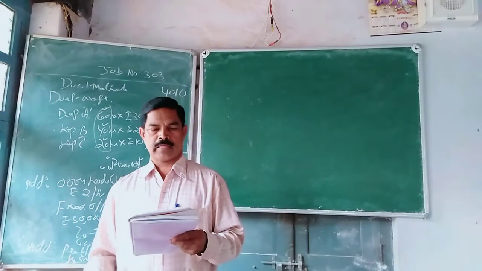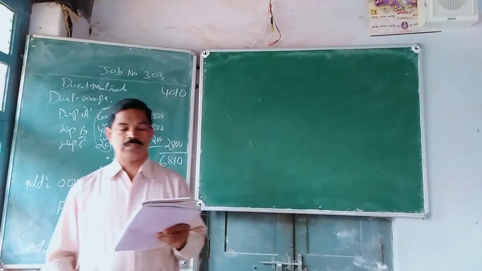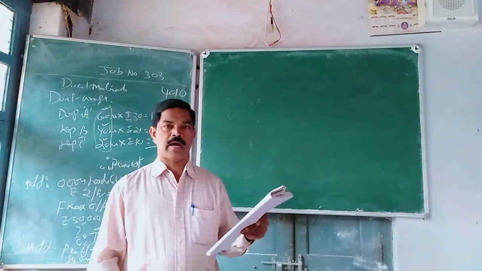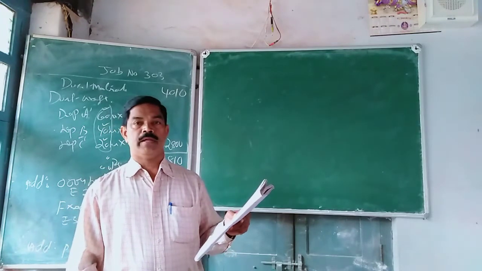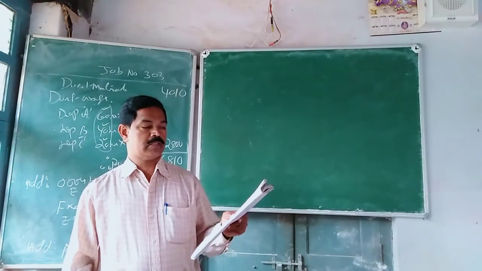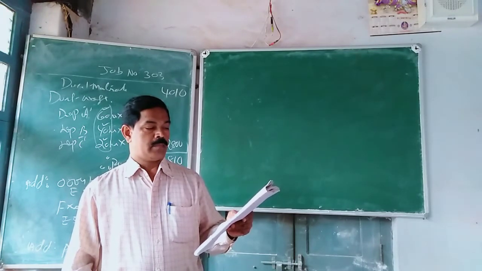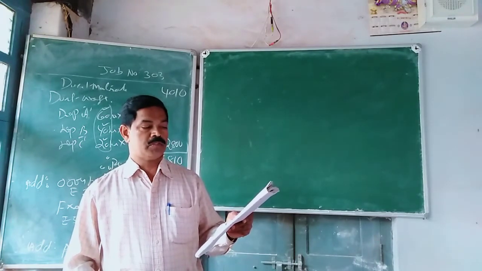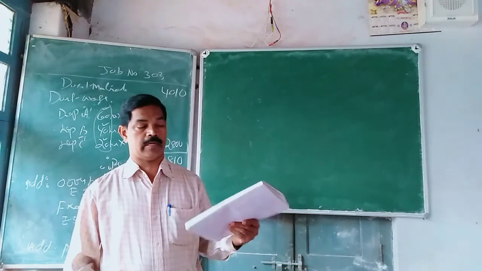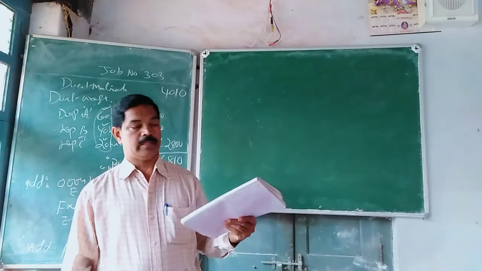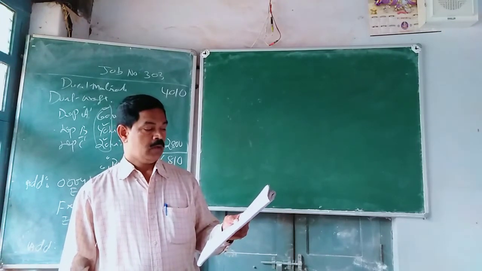So see the next problem, that is problem number 8. A factory following the job costing method supplies the following information for the month of May 2014. Particulars, your jobs, etc. are given. Under particulars, one is your jobs 611, 612, 613, and 614. There are 4 jobs.